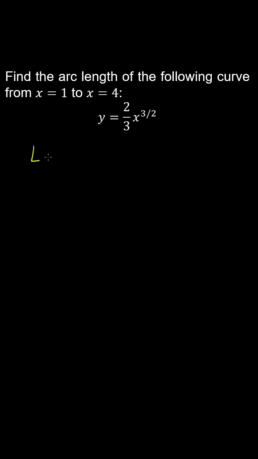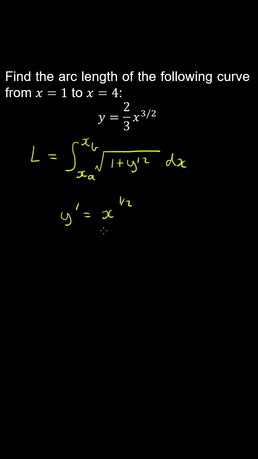Let's find the arc length of the following curve from x equals 1 to x equals 4. So we're integrating over x, so we use the following arc length integral. Now the derivative y dash is equal to x to the 1/2. So therefore the arc length is equal to the integral from x equals 1 to x equals 4, and we're integrating the square root of 1 plus x to the half squared, which is 1 plus x, with respect to x. And now you can easily evaluate this integral and post your answer in the comments.